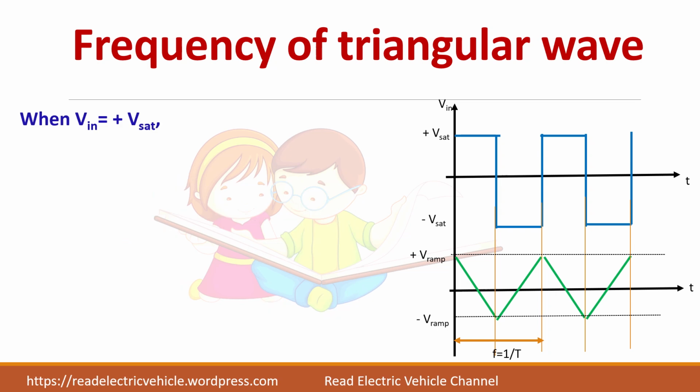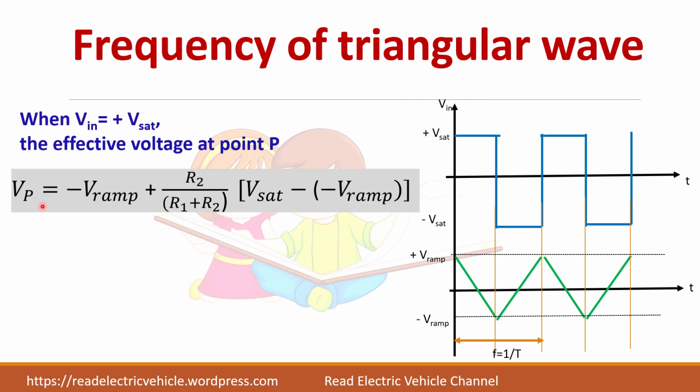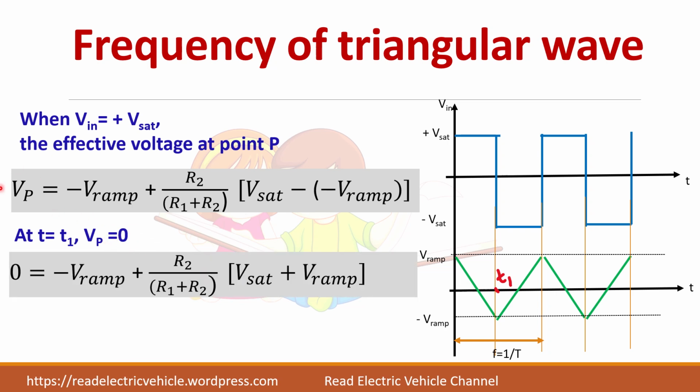So when Vo is equal to plus Vsat, the effective voltage at that point P can be written as Vp is equal to minus V ramp plus R2 by R1 plus R2 into Vsat minus V ramp. Let us take this point as T1. At T1, the output changes from plus Vsat to minus Vsat. It means that Vp has become 0 at that point. So let us substitute Vp equal to 0 in this equation.